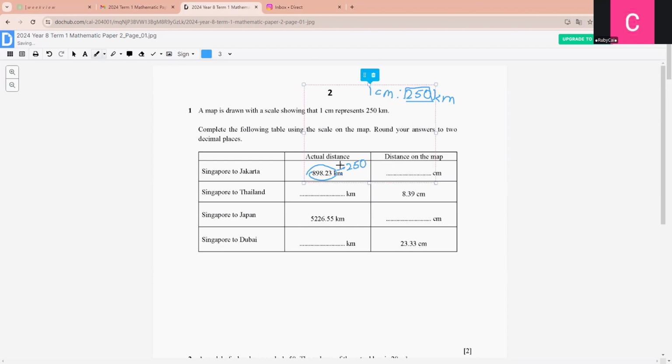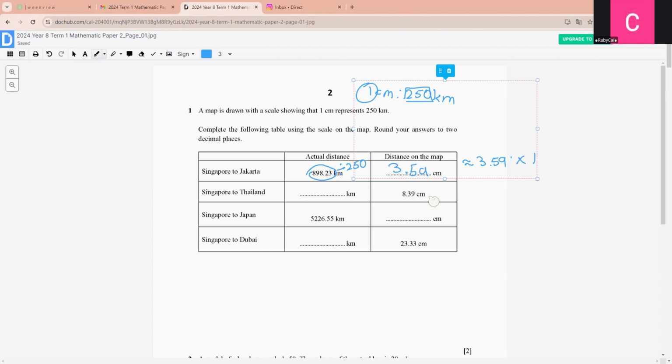and this gives us around 3.59 when you round it to 2 decimal places. And then we have to multiply this by the cm, which is 1. So when we multiply it by 1, the answer is the same, and therefore the distance on the map is 3.59 centimeters.